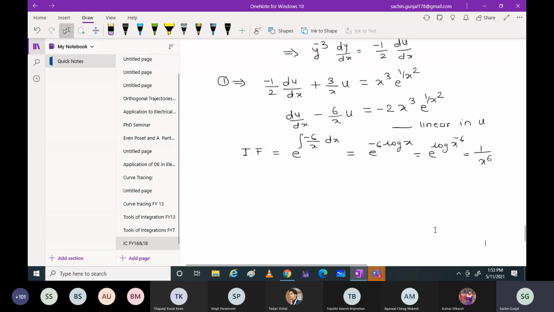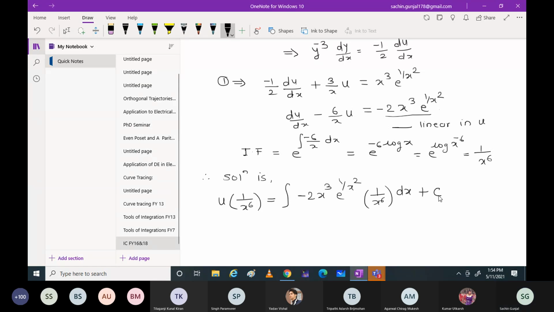What is its solution? And therefore, the solution is dependent variable. So what is the dependent variable here? u. Yeah. u is the dependent variable. Correct. So u into integrating factor is equal to integral q. So this whole function is q. So minus 2 x cube e raised to 1 by x square into integrating factor, so 1 by x raised to 6 dx, plus c.